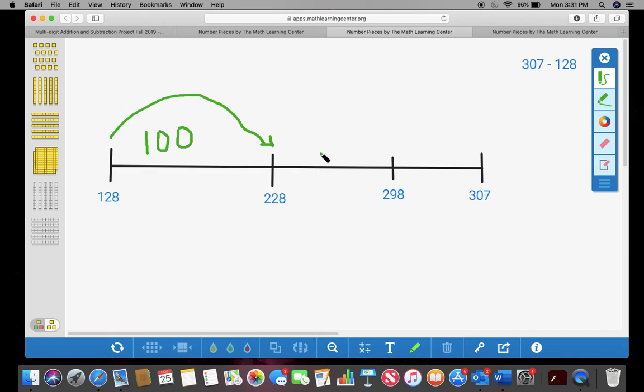So let me change my color to green. And they would realize that that is another 70 between 228 and 298. So that's a jump of 70. So what they're going to do here is add 100 and then plus 70. They'll put a plus sign there to remind themselves that they need to add at the very end. And then from 298 to 307, they would just continue jumping until they got to 307.